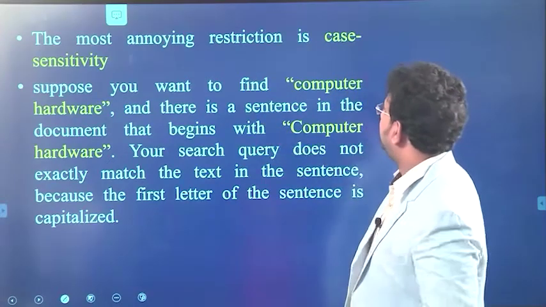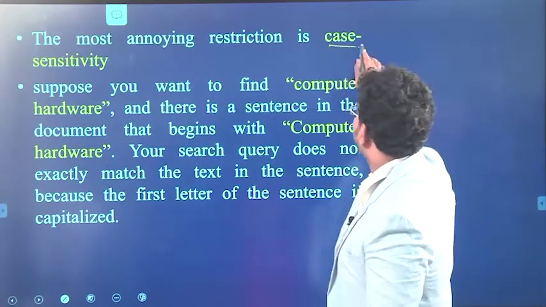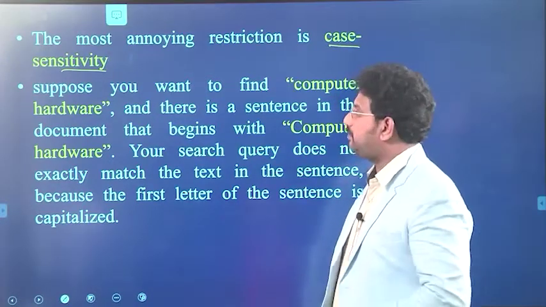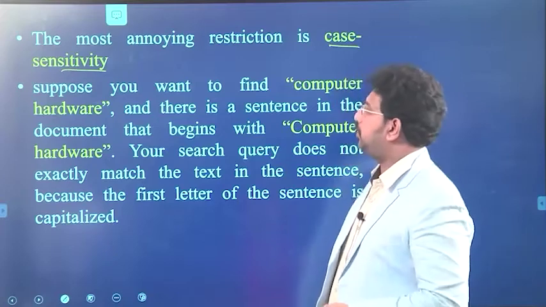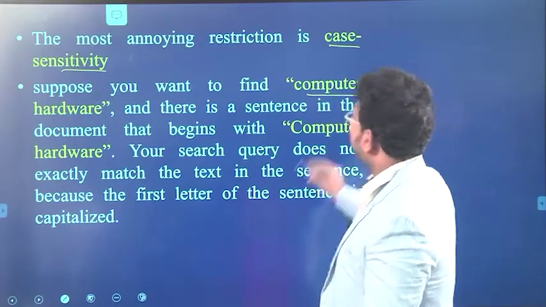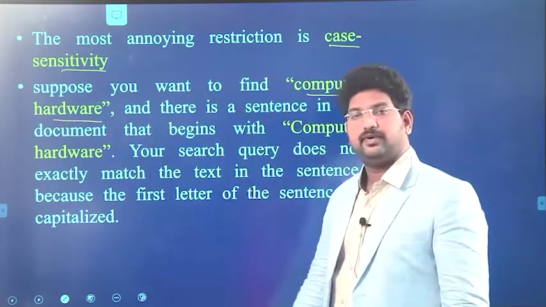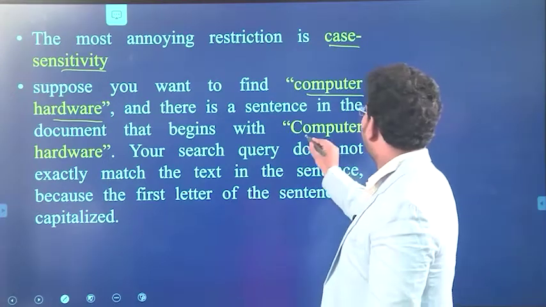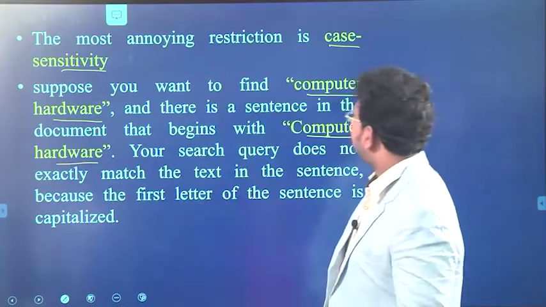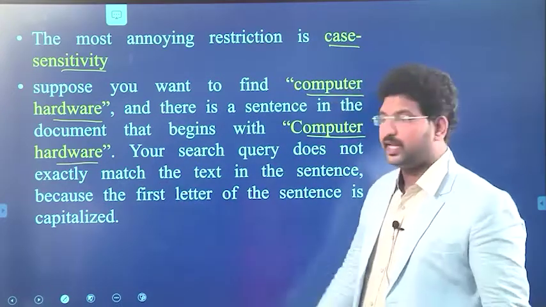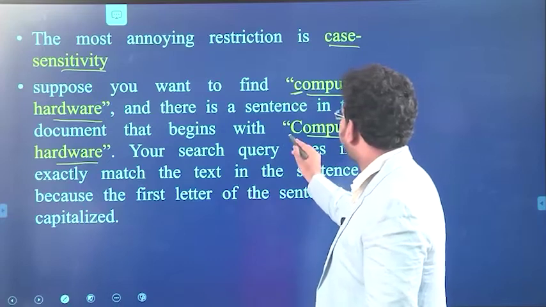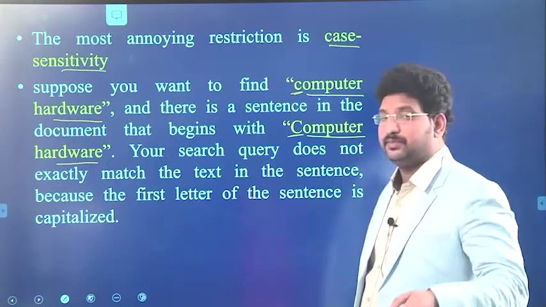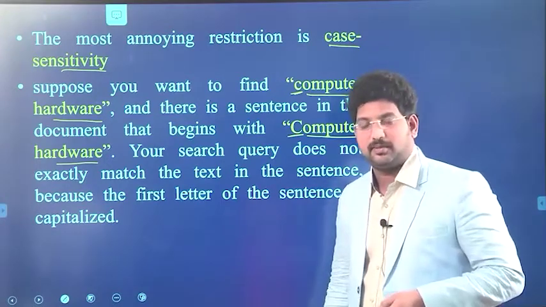The most annoying restriction is case sensitivity. Case sensitivity is one of the restrictions you observe in some word processors. Suppose you want to find the word computer hardware, and there is a sentence in the document that begins with Computer hardware. I hope you observe the difference between the two terms: one has a small letter and the other has an uppercase letter. Even though that content is available, sometimes it is unable to produce the information.